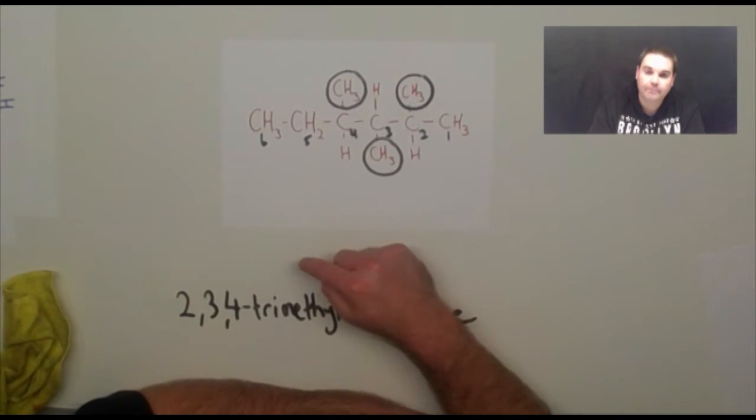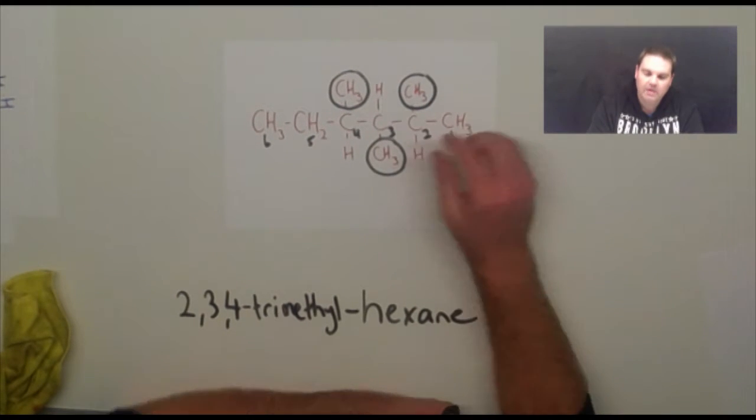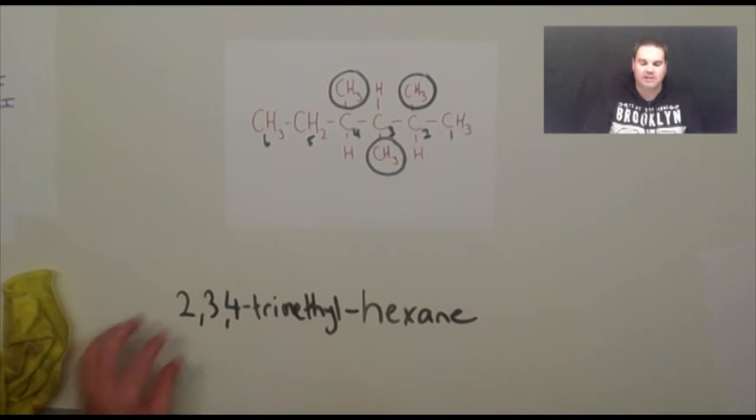Okay, and we number where they are. Alright, if they were both here, it'd be 2, 2, 4 trimethyl. Okay, so you just put the number of the carbon atoms down where they are.